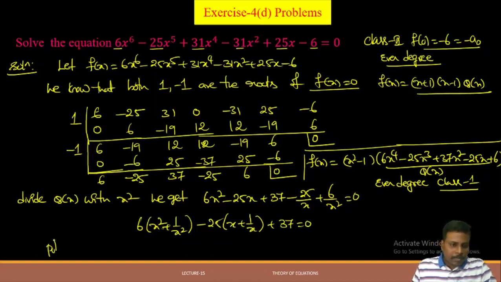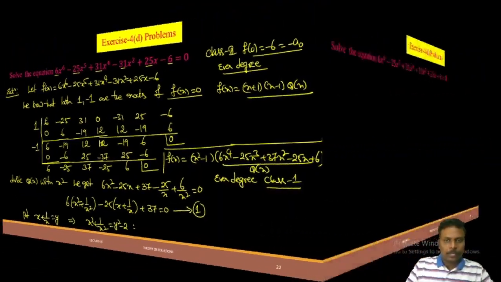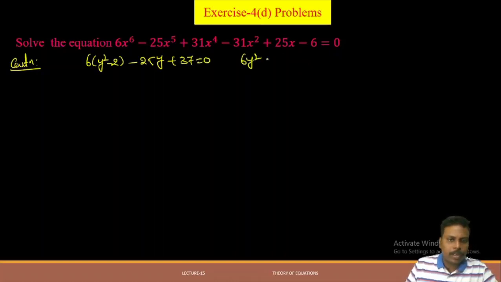Let us substitute x plus 1 by x is equal to y, which implies y square is x square plus 1 by x square plus 2, so x square plus 1 by x square is equal to y square minus 2. Okay, now substituting this in equation 1, we get, 6 into (y square minus 2) minus 25y plus 37 is equal to 0. So that is 6y square minus 25y minus 12 plus 37, which is plus 25, equal to 0.